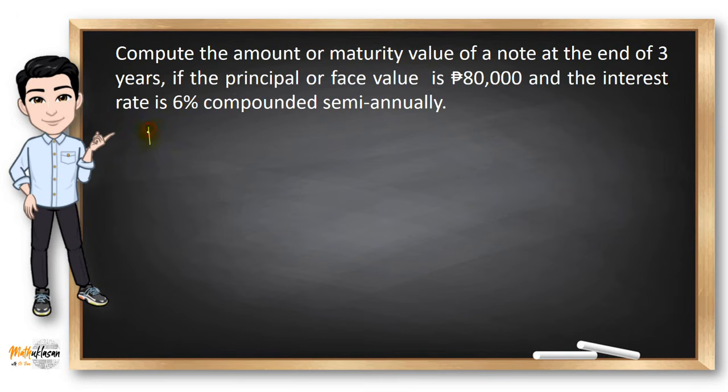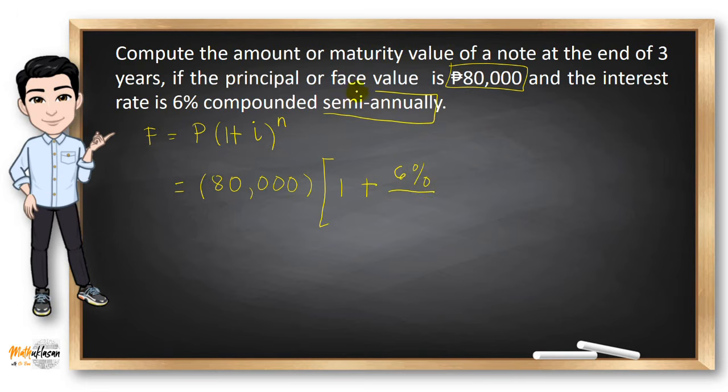So in this case, we just need to use the formula F equals principal times 1 plus I raised to n. The principal value here is 80,000 pesos. So this is 80,000 times 1 plus the formula for I, which is R over M. Since the rate is 6%, I need to divide it by M. M here is semi-annually, so this is equal to 2.